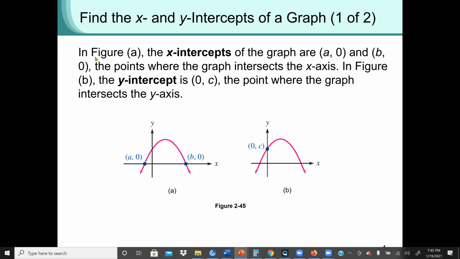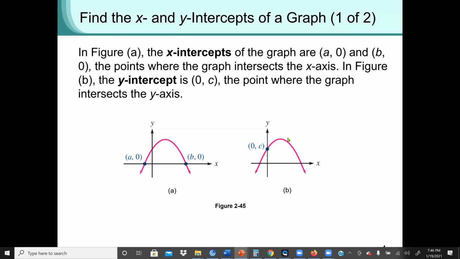So again, the definition is given here. In figure A, we have the x-intercepts of a graph. When y is 0, we have a. When y is 0 again, we have b. So we have two x-intercepts, the points where the graph intersects the x-axis. Then in graph B, we have the y-intercept. Y-intercept means the point where the graph intersects the y-axis.